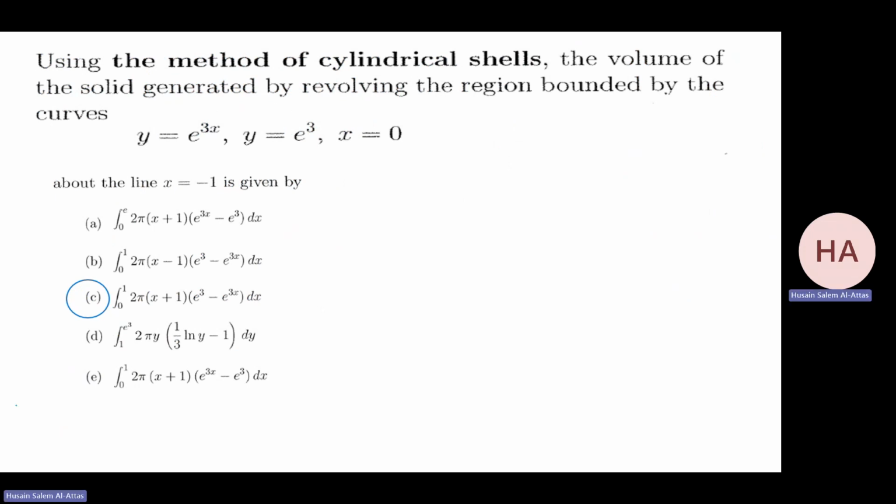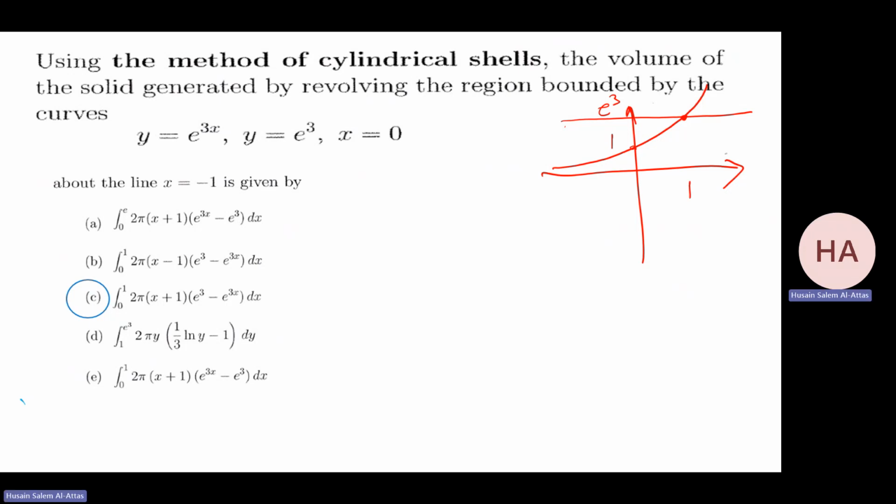Okay, y equals e to the power 3x, y equals e cubed. Let me graph it. e to the power 3x: if x equals 0, y will be 1. And they have y equals e cubed. This is y equals e cubed. So at this point, x equals 1.